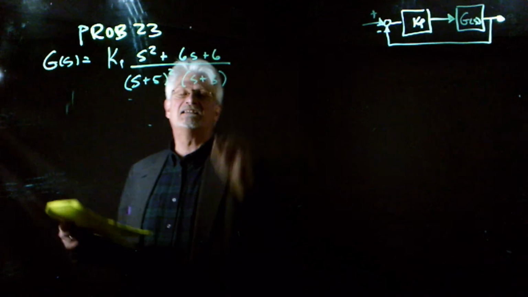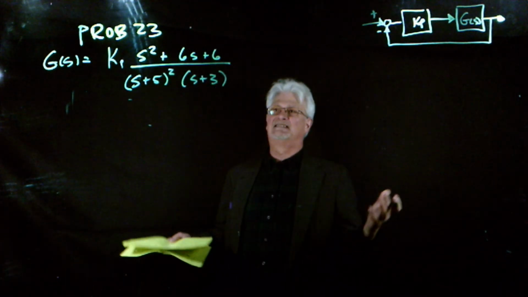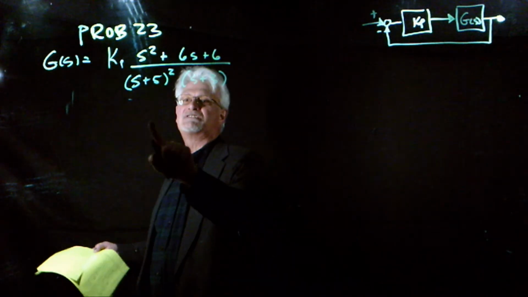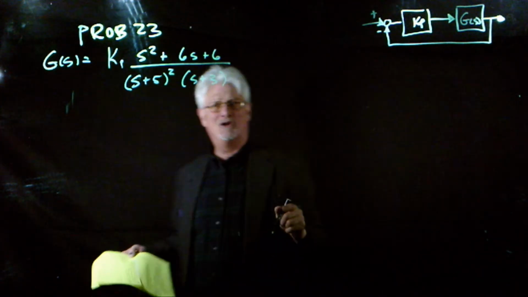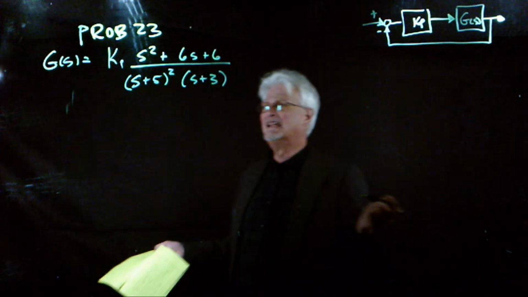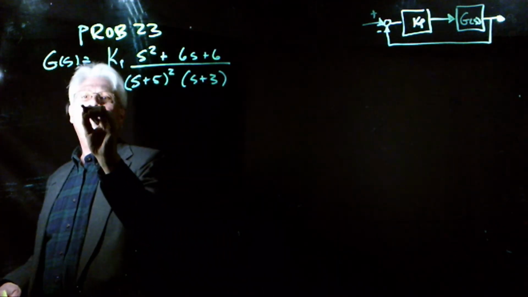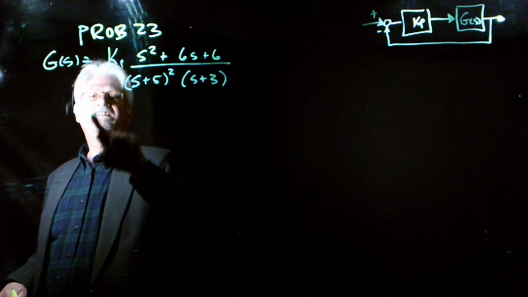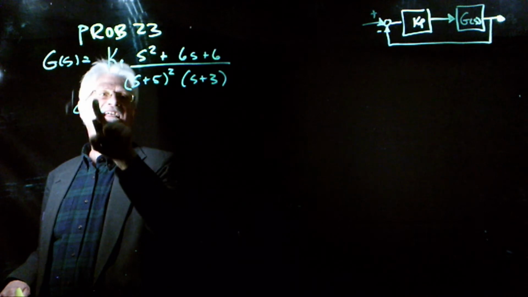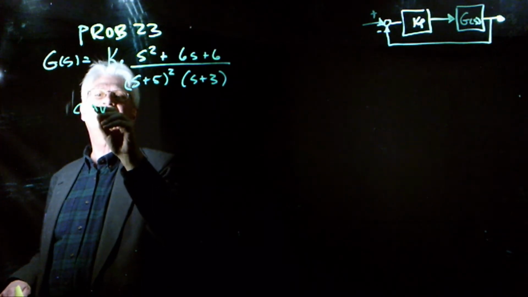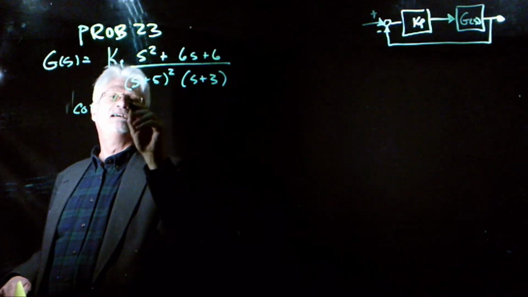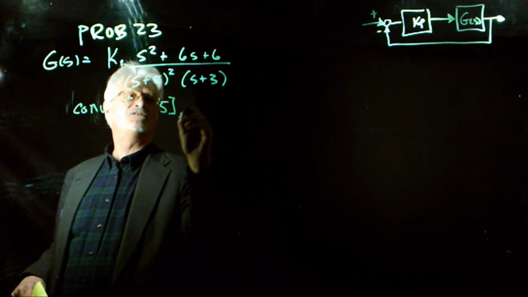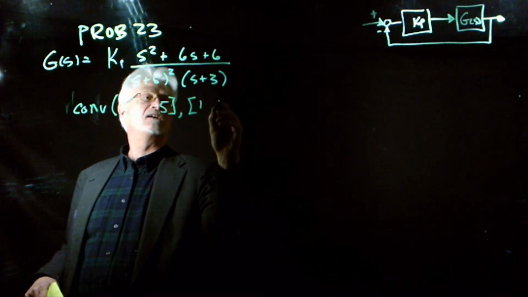Everybody has their own little things that they do. One thing that we might want to do is try and get this into a ratio of polynomials, even if we can. And I'm just going to tell you how to do that. We can do the convolve, C-O-N-V, I should use lowercase, because in MATLAB they have a command for this. Convolve means to put them together the right way. We're going to convolve this, S plus 5, with S plus 5.